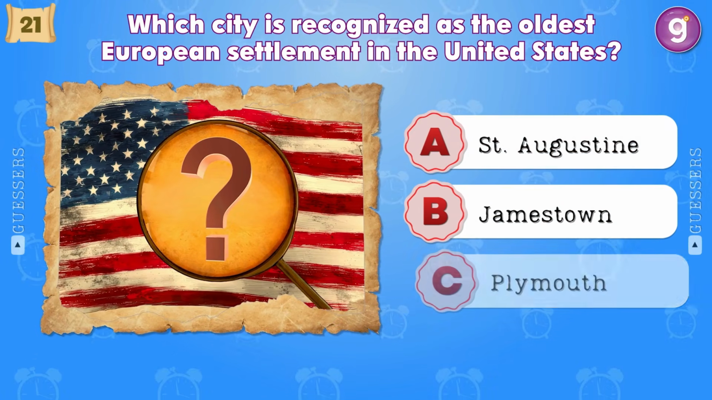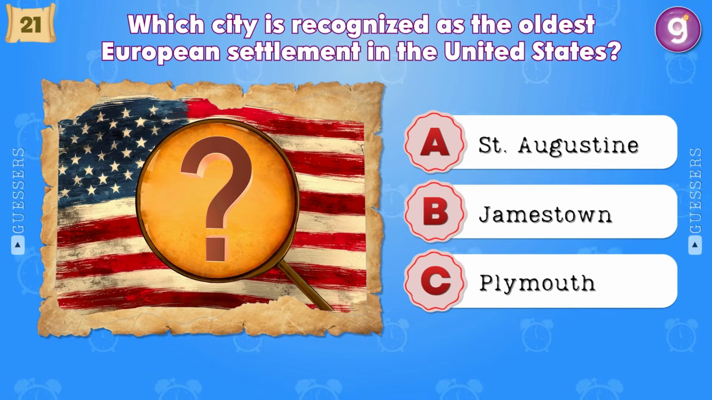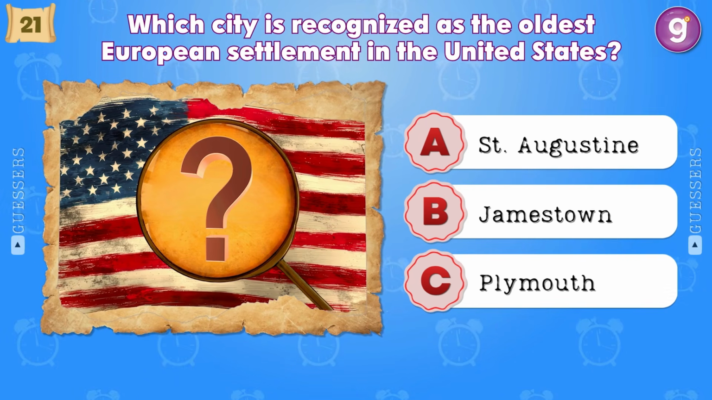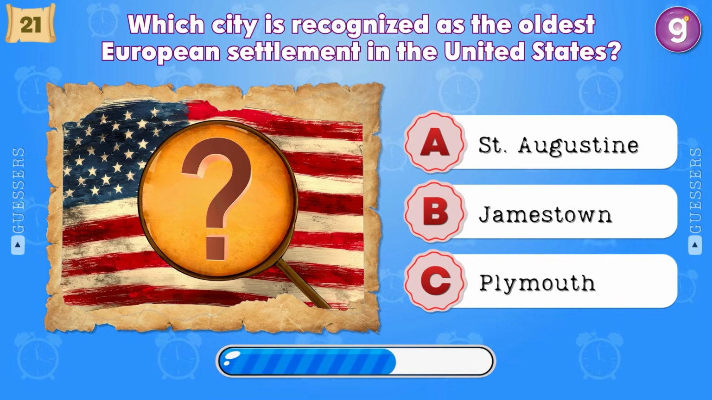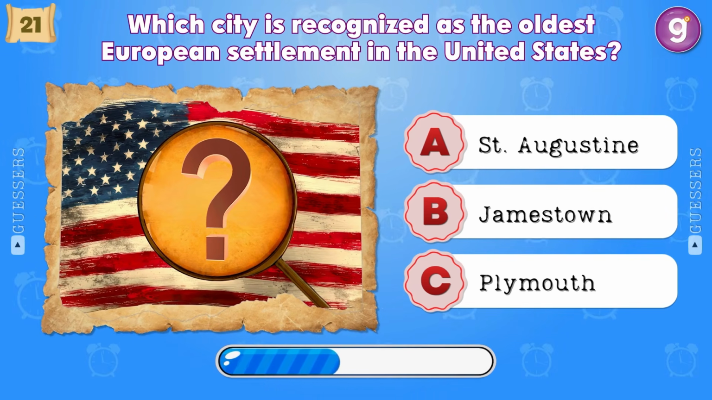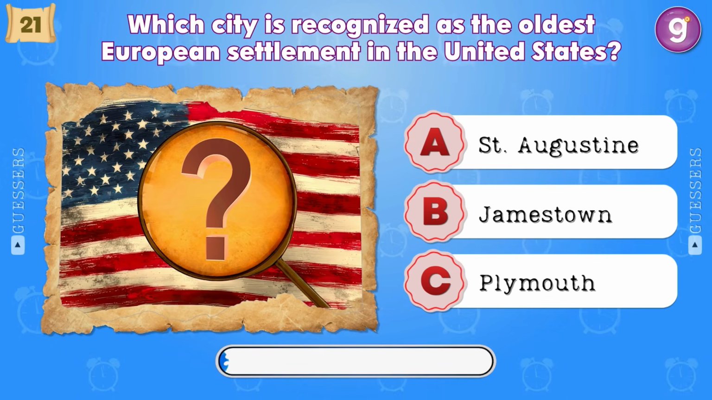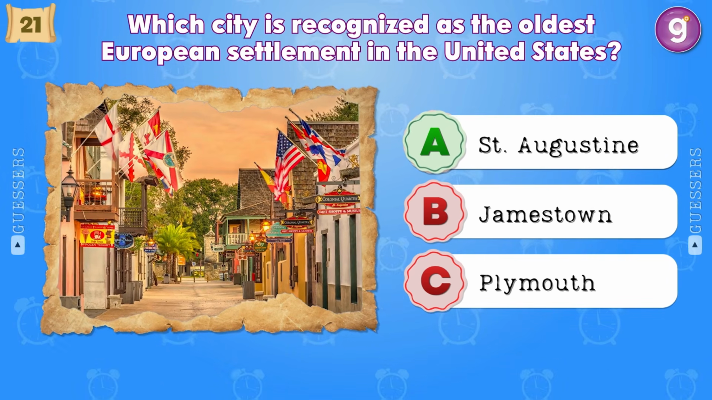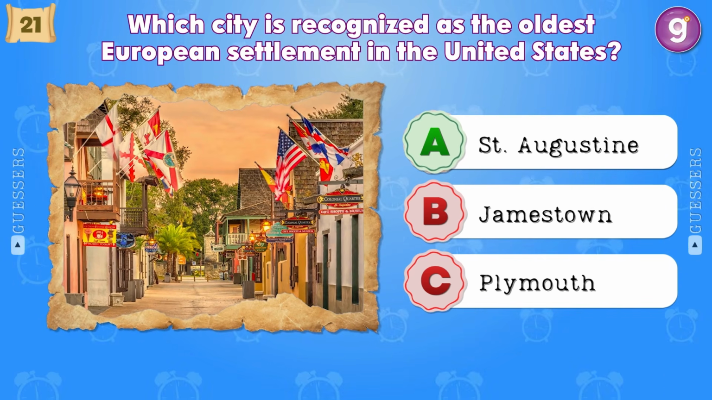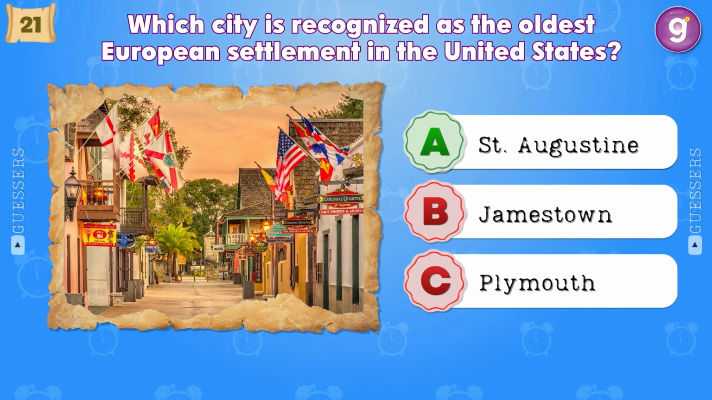Which city is recognized as the oldest European settlement in the United States? St. Augustine, Jamestown, or Plymouth? St. Augustine was founded by the Spanish in 1565, making it the oldest continuously occupied European-founded city in the United States.